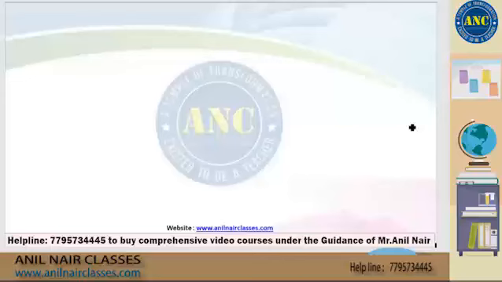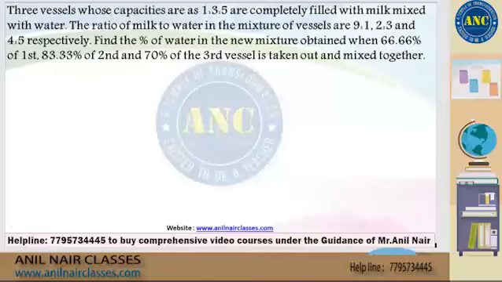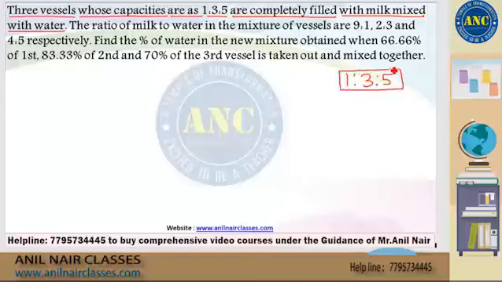Now please see the next question. People who have attended the first session on mixtures will understand it so easily and beautifully, sir. See here. 3 vessels whose capacities are as 1:3:5 are completely filled with milk mixed with water. That means the 3 vessels should be mixed in the ratio 1:3:5. That is the meaning of this statement.